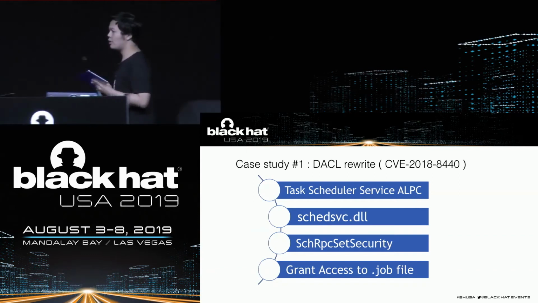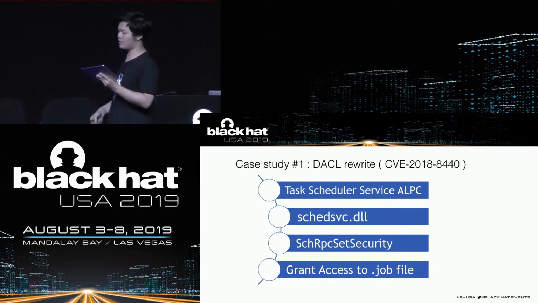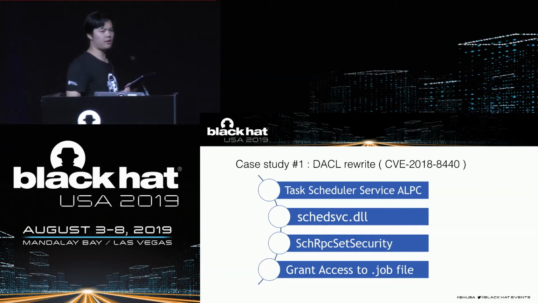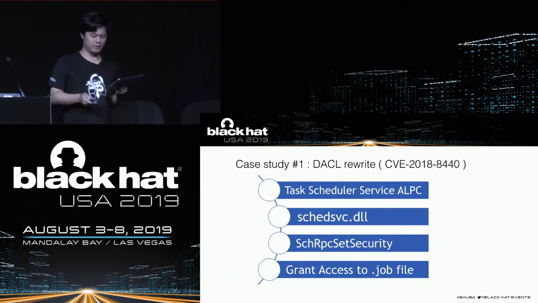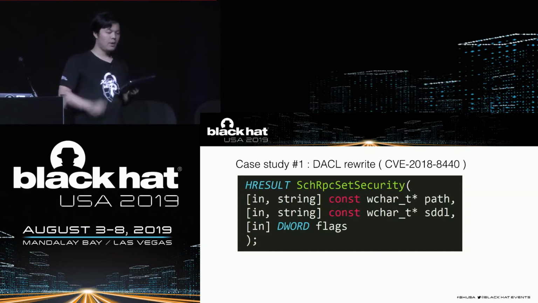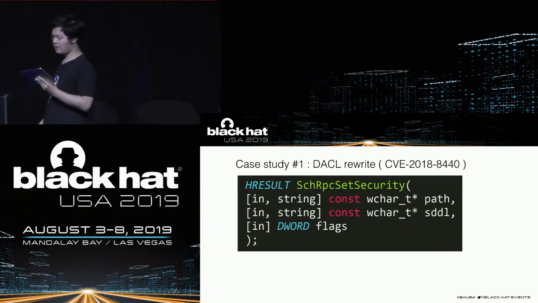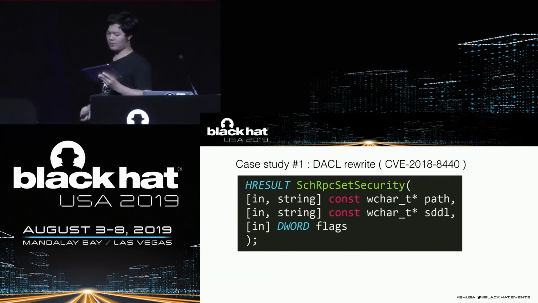The first one was reported last year, and is located in the Task Scheduler service. It's used to grant access to a job file. That is to say, it could get full control of that file. And it receives several parameters. The most important one is the SDDL, which is used as a security descriptor.